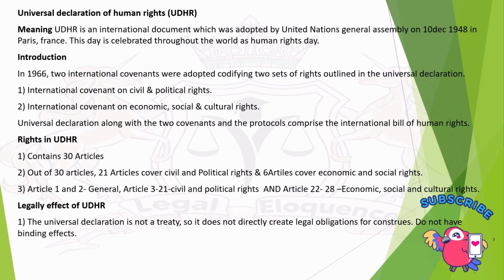Rights in UDHR are as follows: it contains 30 articles. Out of 30 articles, 21 articles cover civil and political rights and 6 articles cover economic and social rights. Here the spelling of articles is mentioned wrong, so kindly make it correct. Articles 1 and 2 are general articles, Articles 3 to 21 cover civil and political rights, and Articles 22 to 28 define economic, social and cultural rights.